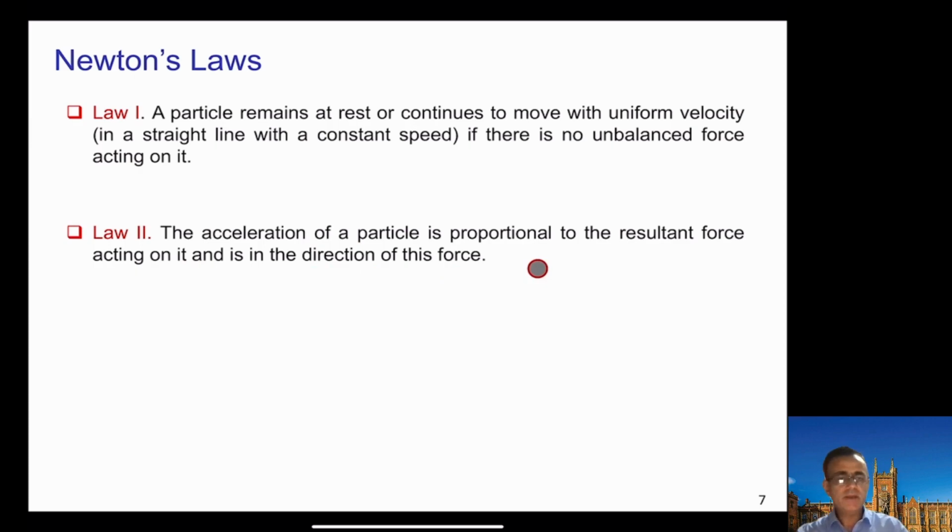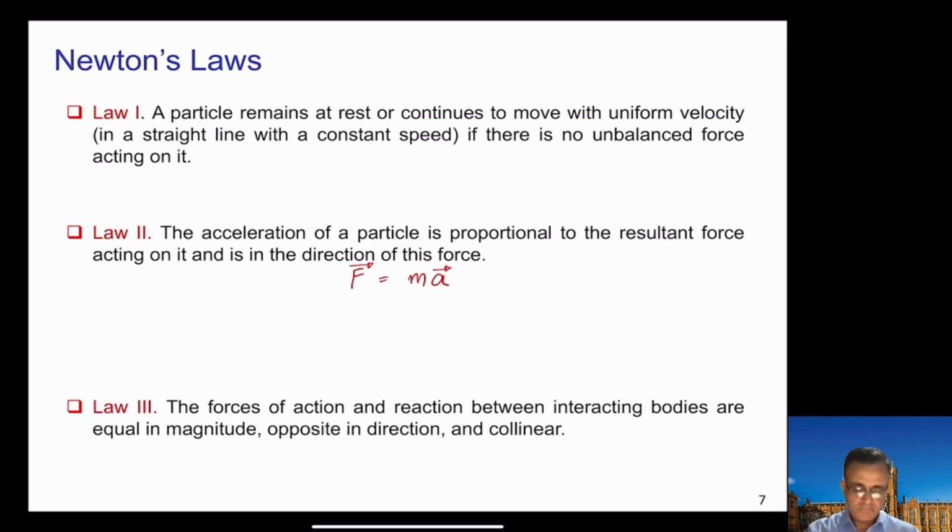Now mathematically we can write Newton's second law as F equals ma, and we know that F is a vector. Normally in the books they use a bold letter, but here we will use F with an arrow on top of it to show that this is a vector. Mass is a scalar, but a is also a vector, so we will also write an arrow on top of it.